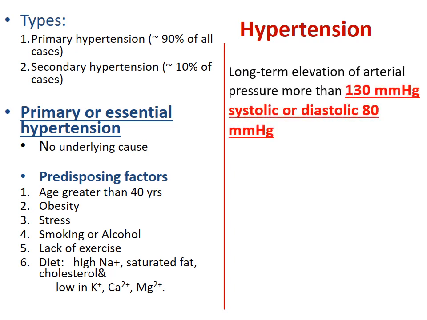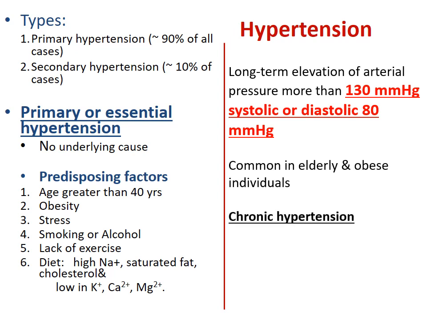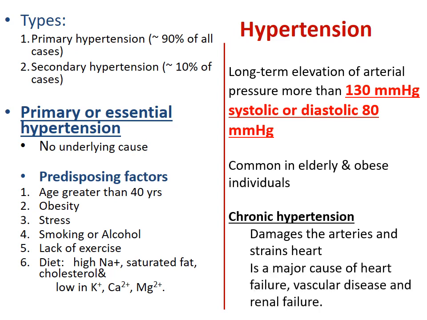In this particular part, I mentioned that you need to make a correction here. A long-term elevation of the arterial pressure of more than 130 systolic or 80 millimeters diastolic comes under the category of hypertension. Commonly in elderly and obese individuals, if the hypertension is there for a long duration, it might damage the arteries and put a pressure or load on the heart. So the heart will be pumping with more force to overcome the resistance. That's a major cause of heart failure, vascular diseases, and also renal failure.